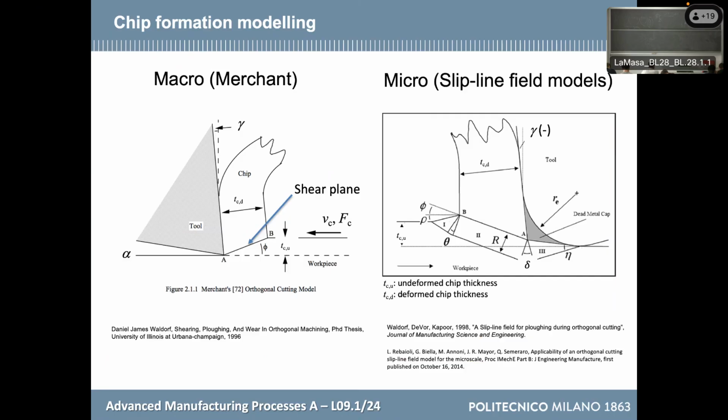I just give you some details because the theory behind is complex and exits from the purpose of this course, but this is the original model by Merchant that probably you have seen in Manufacturing Processes 1. This is the shear angle. And one of the main hypotheses of Merchant was that the cutter has a null radius. It is perfectly sharp. And so the things were easier. Instead, this model considers the tool as round, and it also considers the presence of a dead metal cap. This is also a name used for this dummy portion of material.